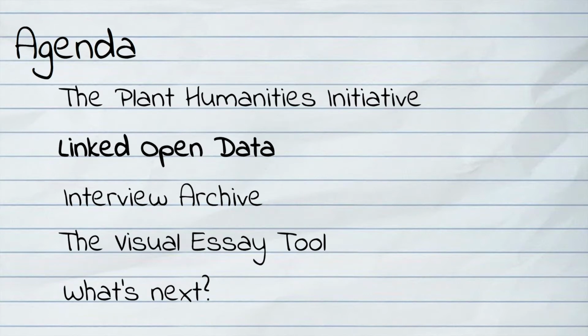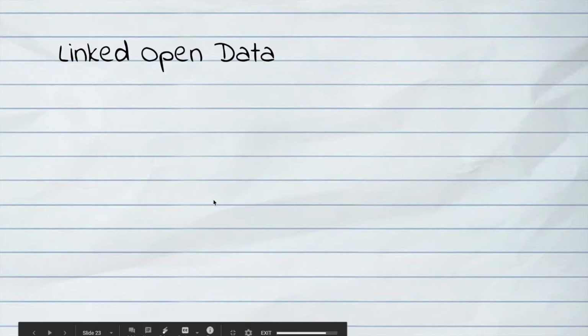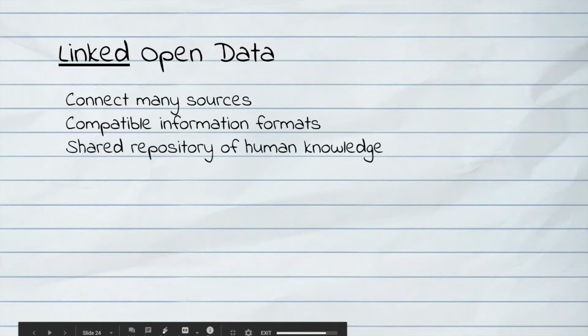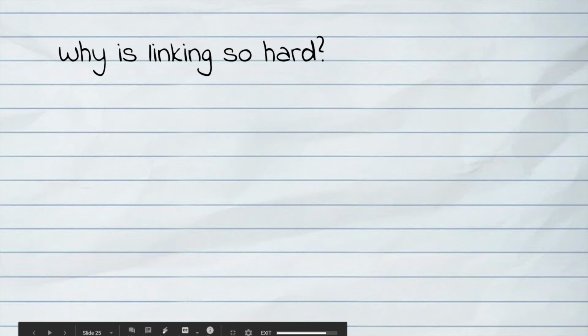Let's talk about linked open data. Let's consider what it means for data to be linked. If data is linked, it can be connected across many sources, and that means it has a compatible information format. It can be a shared repository of human knowledge, and it's structured for easy discovery, both by humans and by computers. Linking information is an ancient problem.